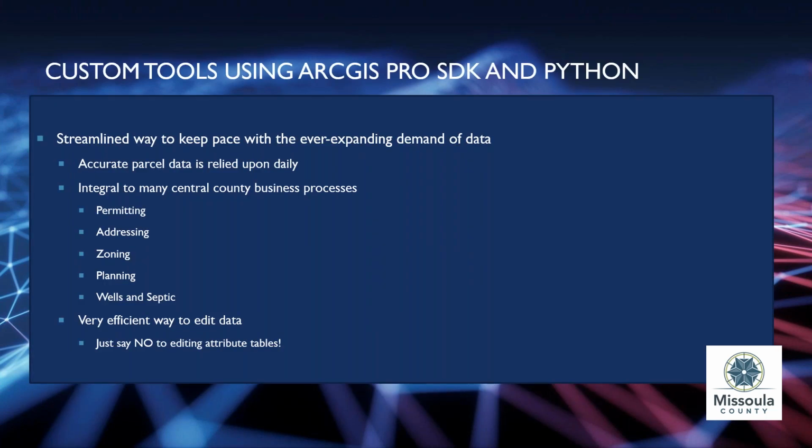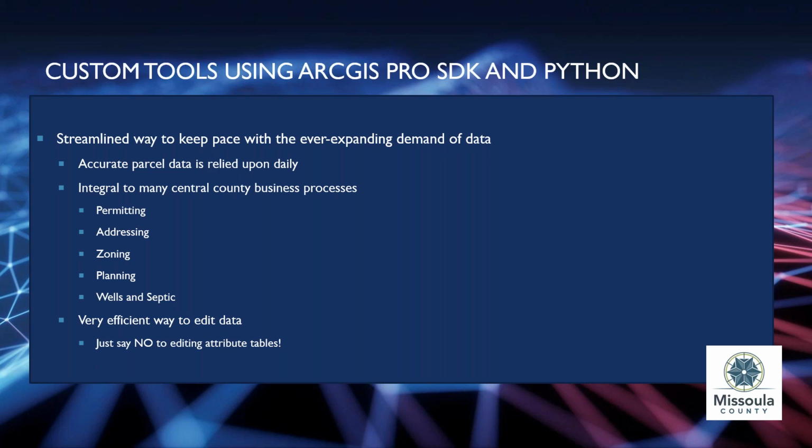So we've been creating and maintaining custom tools to help our editing processes along the way for quite a while now. It started out in ArcMap. We started with the Parcel Fabric in ArcMap and migrated about 4 years ago, I think, to the Pro Fabric. So we had to migrate all those tools along with it to the Pro SDK. It gives us a really streamlined way to keep pace with the parcel database, because it's an ever-expanding demand for data throughout the county. And that's not just internal to the county, the public uses our data on a daily basis as well.